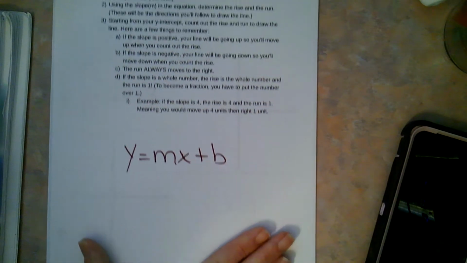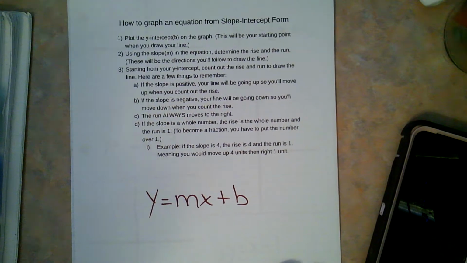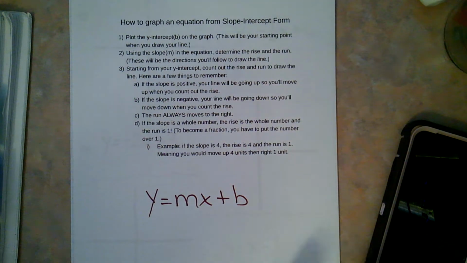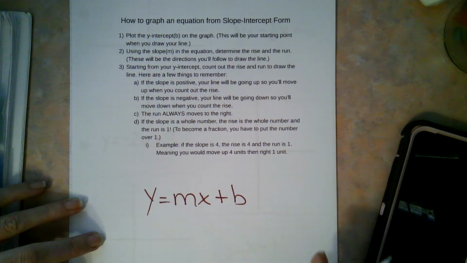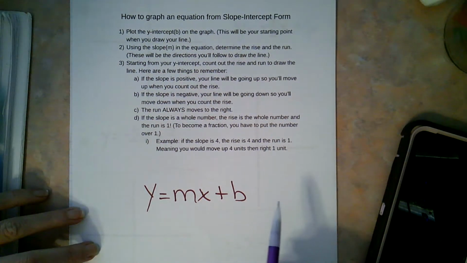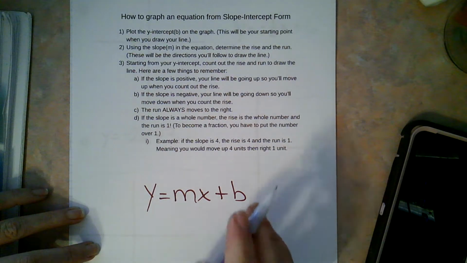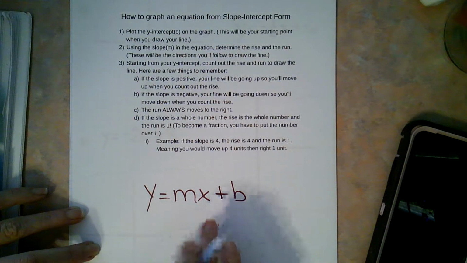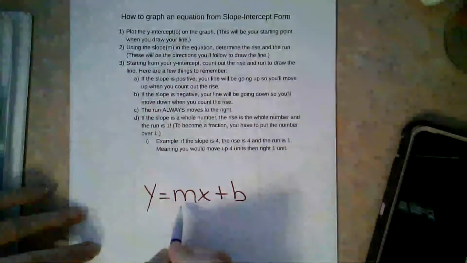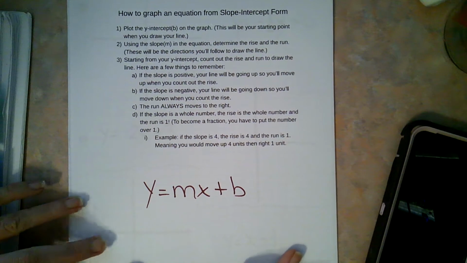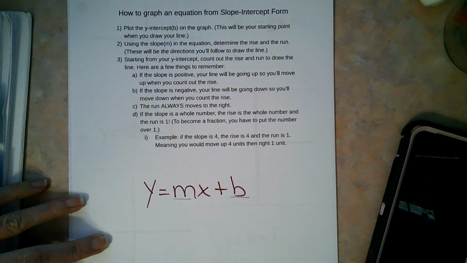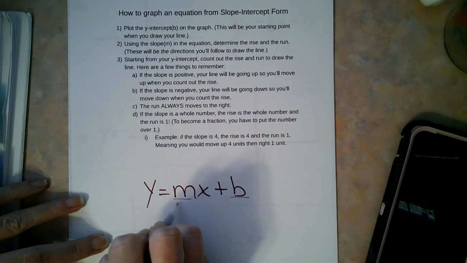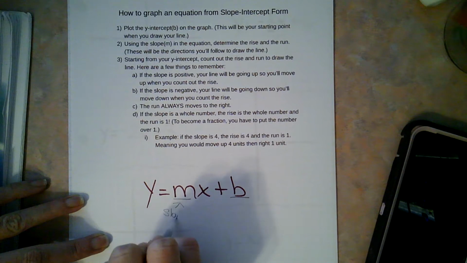All right, at a request, I'm going to make this video about how to graph an equation when it's written in slope-intercept form. The nice thing about slope-intercept form, this is what it looks like, is it's named because you can easily identify the slope and the y-intercept. When you've got an equation in slope-intercept form, this m and this b are going to be numbers. The m always represents the slope.